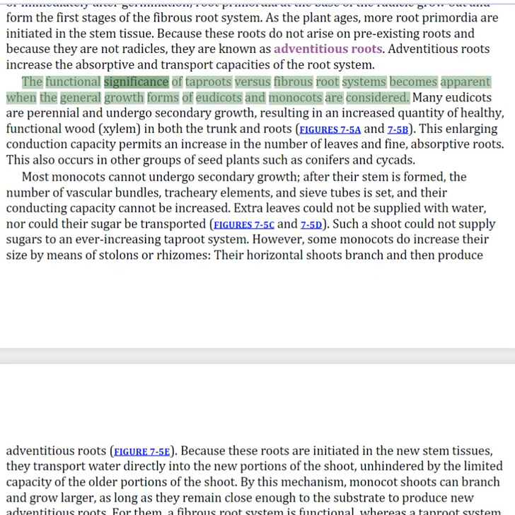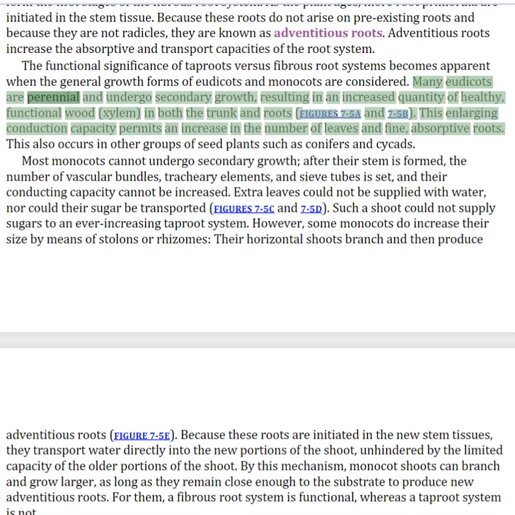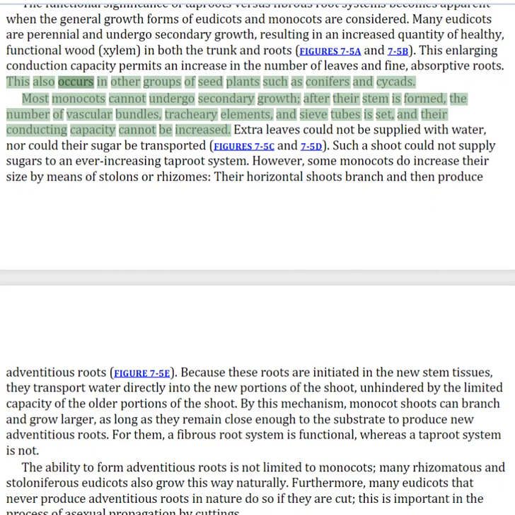The functional significance of taproots versus fibrous root systems becomes apparent when the general growth forms of eudicots and monocots are considered. Many eudicots are perennial and undergo secondary growth, resulting in an increased quantity of healthy, functional wood in both the trunk and roots. This enlarging conduction capacity permits an increase in the number of leaves and fine, absorptive roots. This also occurs in other groups of seed plants such as conifers and cycads. Most monocots cannot undergo secondary growth.